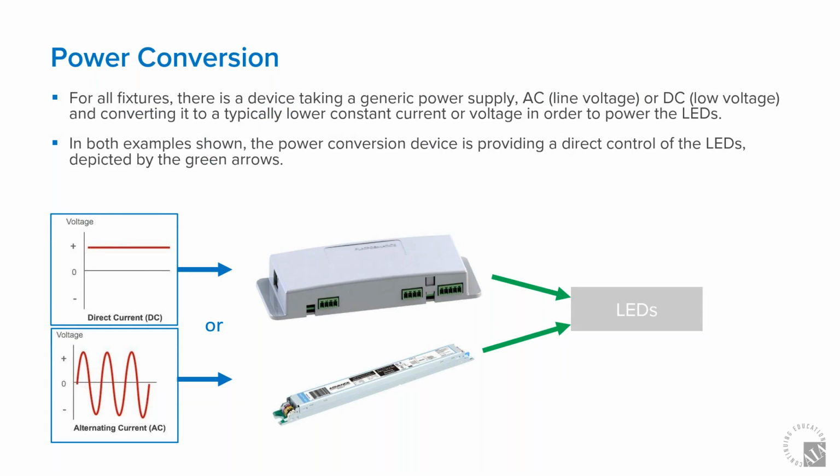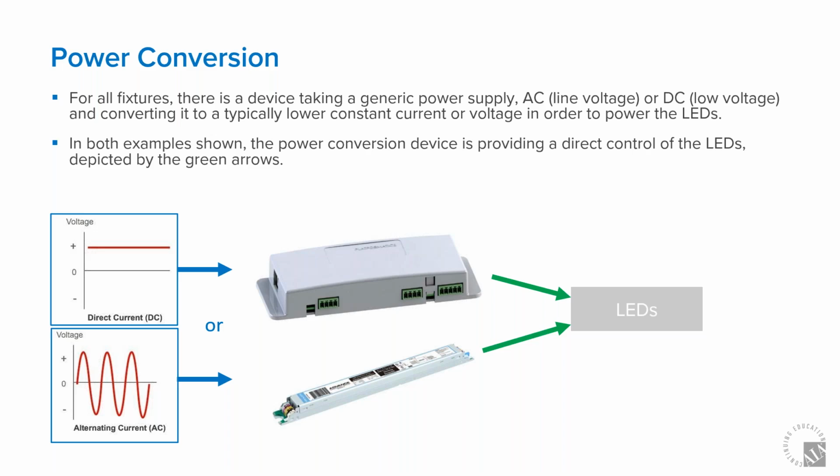So now we're going to take a look at each one of those system pieces and talk a little bit more in depth regarding them. For the power conversion, there are 2 strategies to be able to do power conversion. For all fixtures, there is a device taking a generic power supply, which is your AC line voltage or DC line voltage, and converts it into a typically lower constant current or voltage in order to power the LEDs. In both examples shown below on this slide, the power conversion device is providing a direct control of the LEDs depicted by the green arrows.